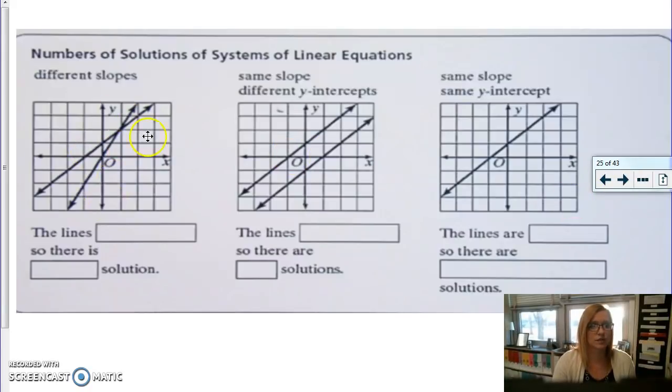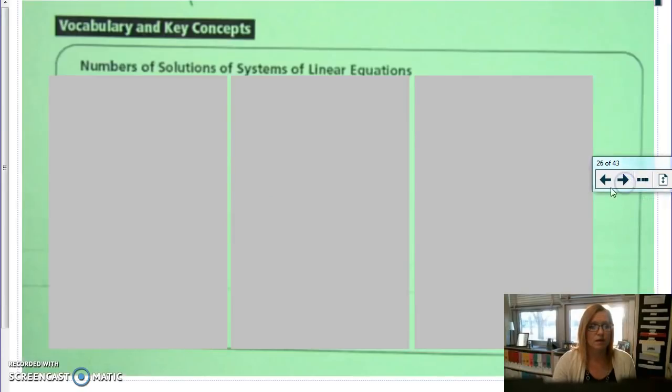The lines could intersect and cross, the lines could be parallel, or the lines could end up being on top of each other. So I'm going to go to this screen, and what your job is now is everything that I have written down, please make sure you write down in your notes so that you can use them when you do your independent practice.